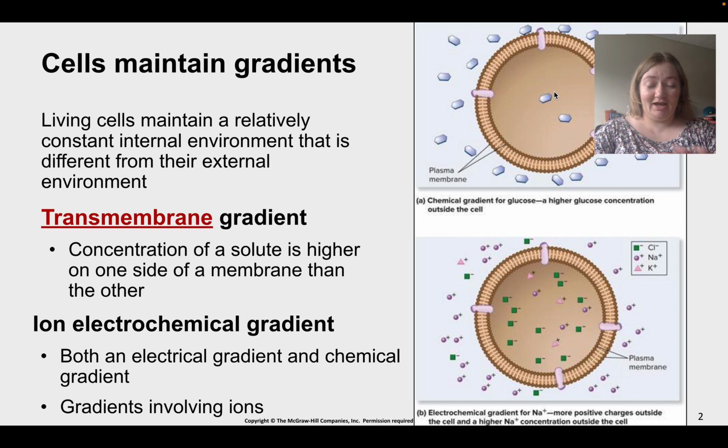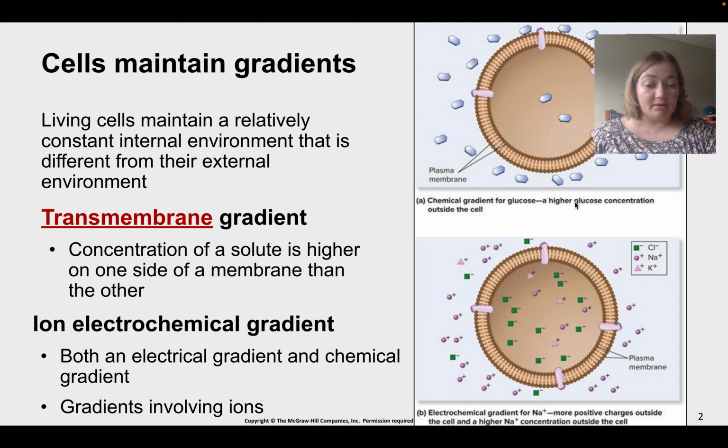Now, cells don't only have to worry about keeping a gradient up with just the molecules, they also have to be aware of any charges that might be associated with the molecule. We would call this the ion electrochemical gradient. So now, instead of just maintaining a gradient of solutes or molecules between the inside and the outside of the cell, now we also have to maintain a charge, right? Now these charges don't have to equal out, but there is going to be a difference in charge. It's going to be a gradient in charge between the inside of the cell and the outside.